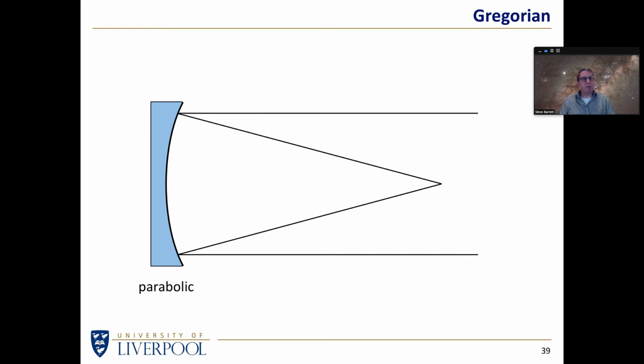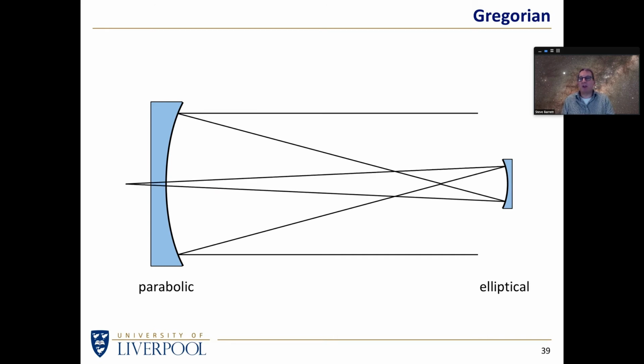Remember how we got the parabola in the first place? An elliptical mirror will take the light arriving at one focus and it will push it to another focus. So if we place an elliptical mirror there, then the light comes to a focus, and then we regard that as being the origin of the light for the elliptical mirror, which is going to take it and send it somewhere else.